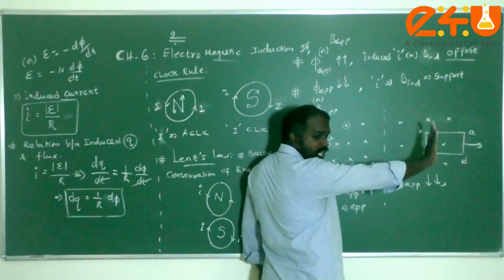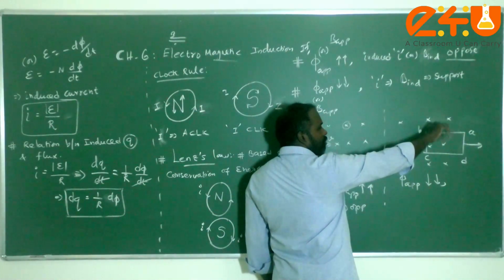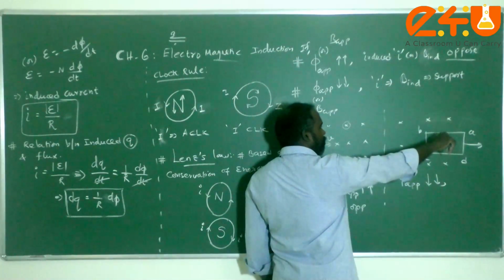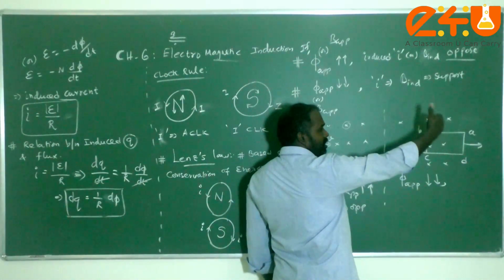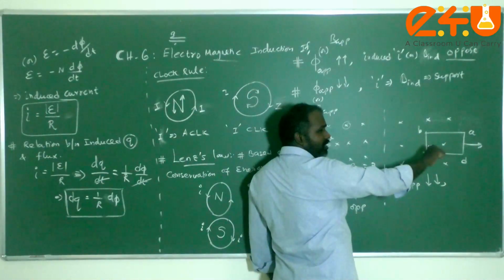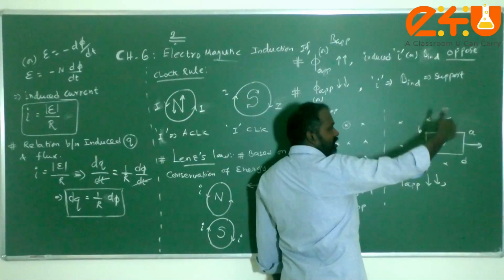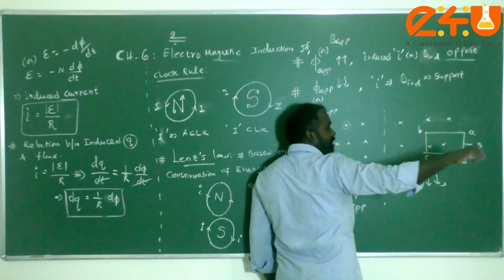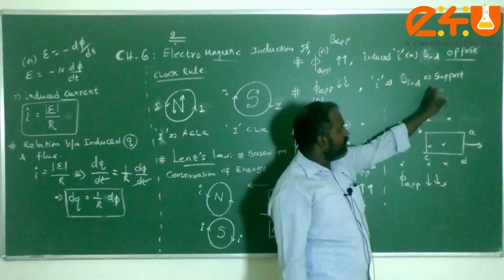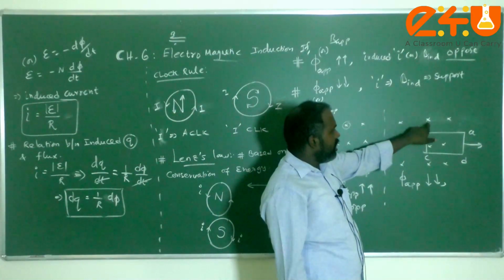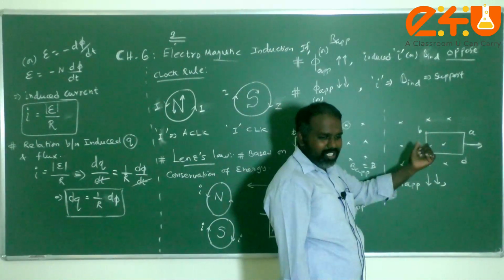So again you use the right hand thumb rule. If it is normally inward, you rotate your right hand as per the thumb rule. The fingers give the direction of current and the thumb gives the direction of magnetic field. So when the induced current is in the clockwise direction, the induced magnetic field is normally inward. They support each other, because the applied field is also normally inward and the induced field is also normally inward.